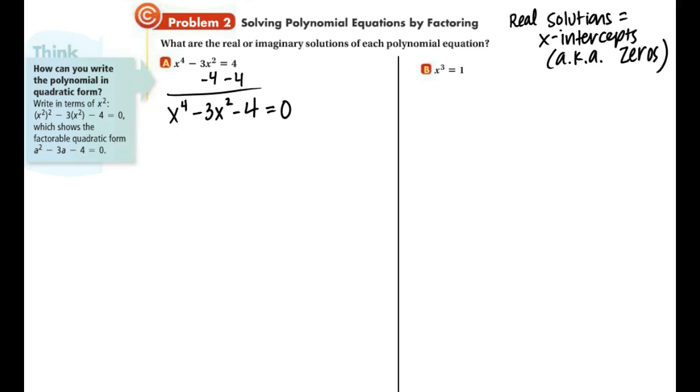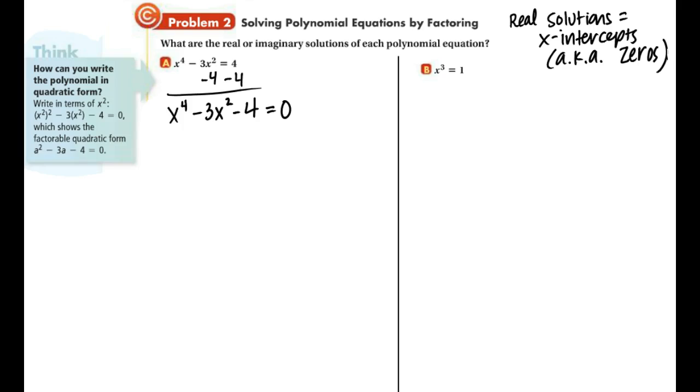In example 2, we're going to be solving a few polynomial equations by using the factoring techniques we just discussed. So in example A, we have x to the fourth minus 3x squared equals 4. The first thing I notice is it's not in standard form, and we don't have a 0 on the right side, so the first thing I do is take care of that by subtracting 4. So that means I have x to the fourth minus 3x squared minus 4 equals 0.